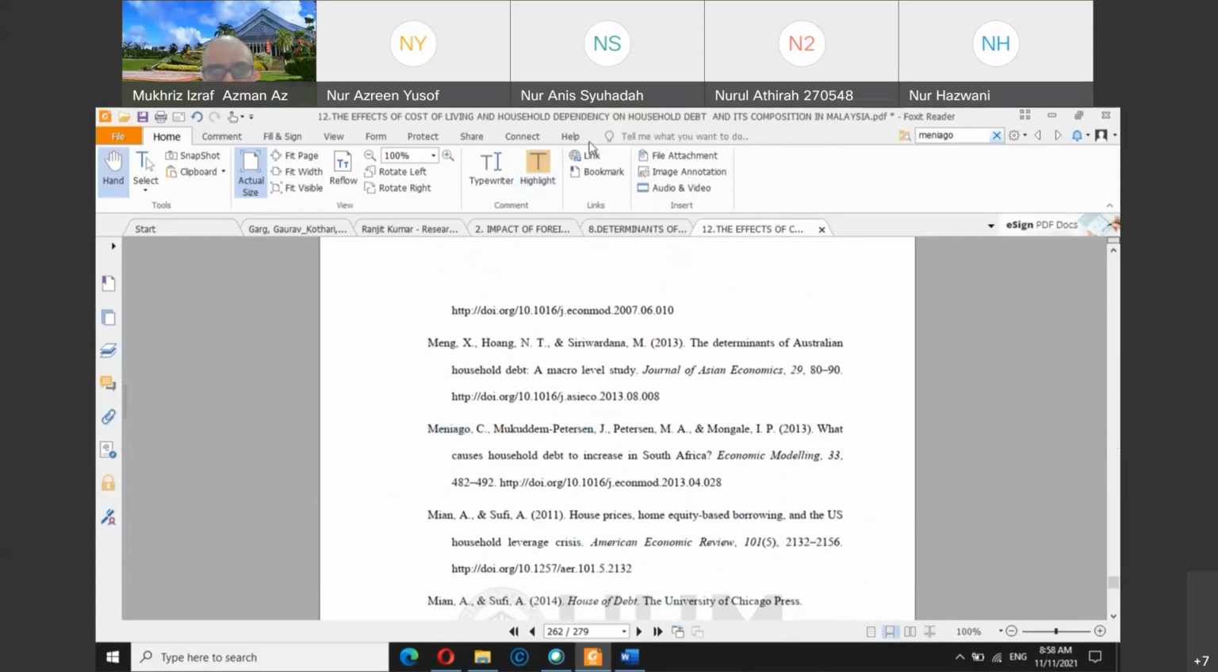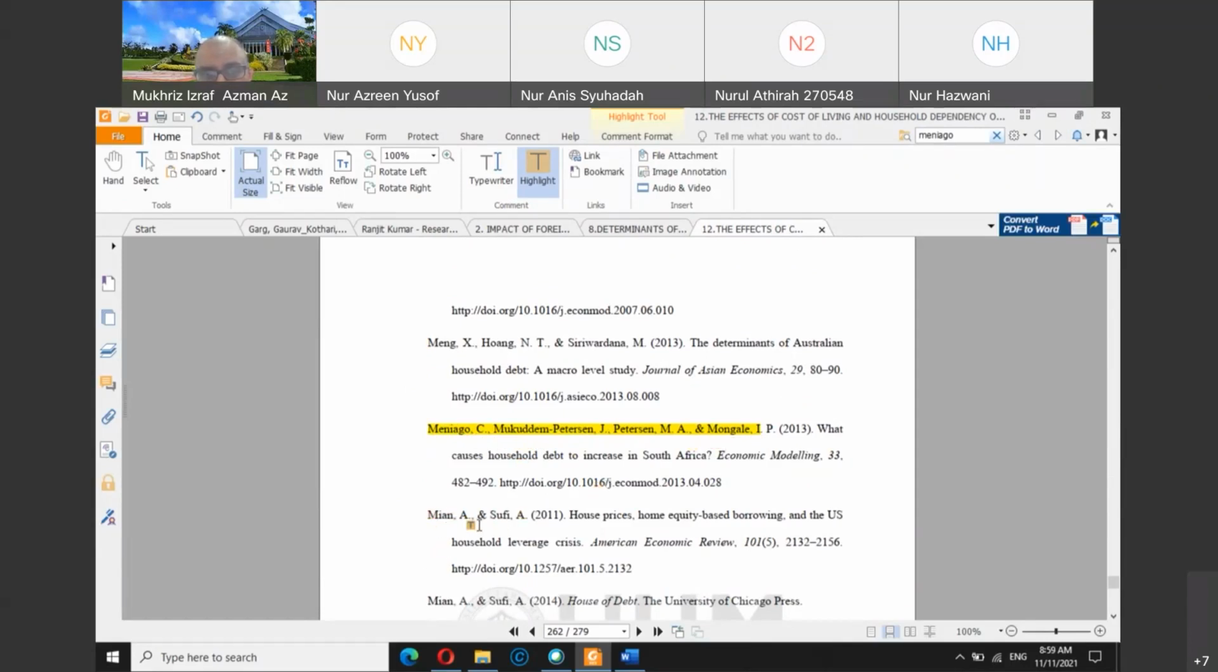So how many authors are here? 1, 2, 3, and 4. Maniago C, Mukadem Putem, Peterson, and then Peterson MA, and also Mongil IP. So when you have 3 or more authors, the way to cite, if you are referring to this article, is Maniago et al. Because you cannot put Maniago and Peterson, or Maniago and Peterson and Mongil. That one only applies if there are 1 or 2 authors.